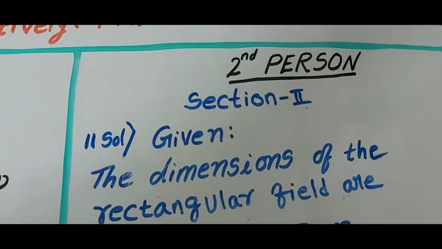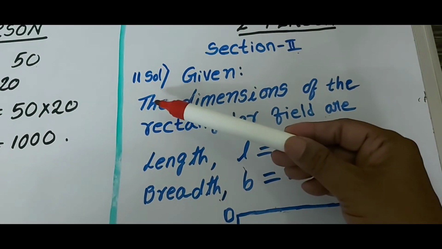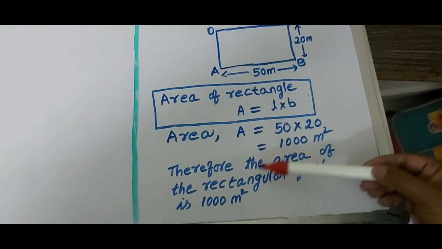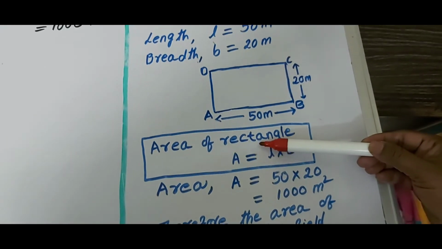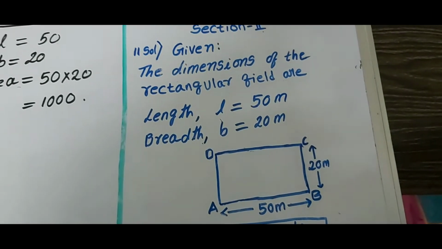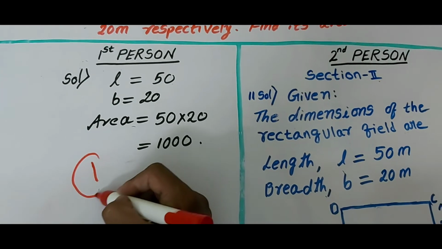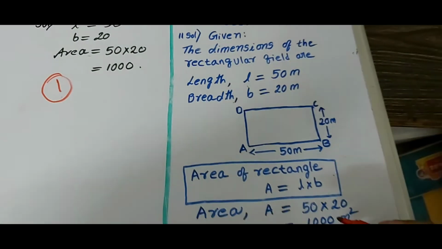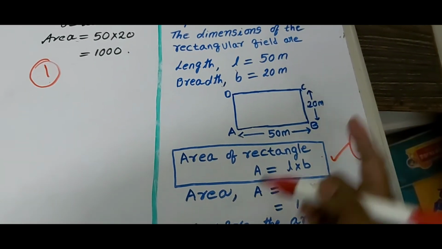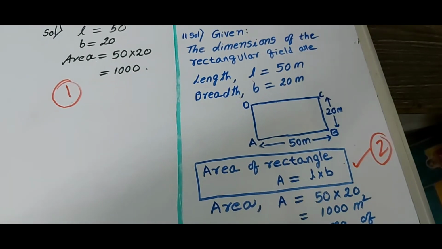The presentation of second person is more disciplined as all the sentences are starting in one line and all the is equal to's are lying one below the other. The marks allotted to the first person is 1, whereas the second person got full 2 marks. So there is a difference of 50% marks due to presentation.